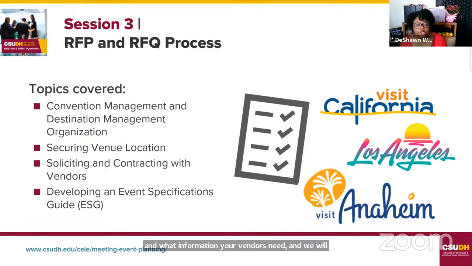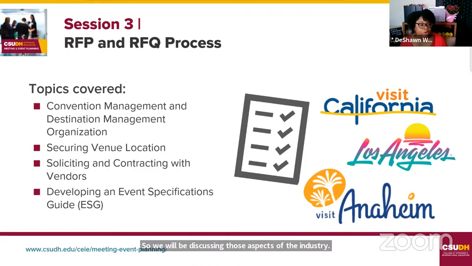We will also be going through your event specification guide, which is a tool that is given to your vendors to make sure that they actually bring what you need and provide the services that you need. So we will teach you how to develop that ESG and what needs to go in there. We will also be talking about destination management organizations, or what we call DMOs, and how they can help you with sourcing venues, if you're going to a different city, and in cities that you may not be familiar with. So we will be discussing those aspects of the industry.